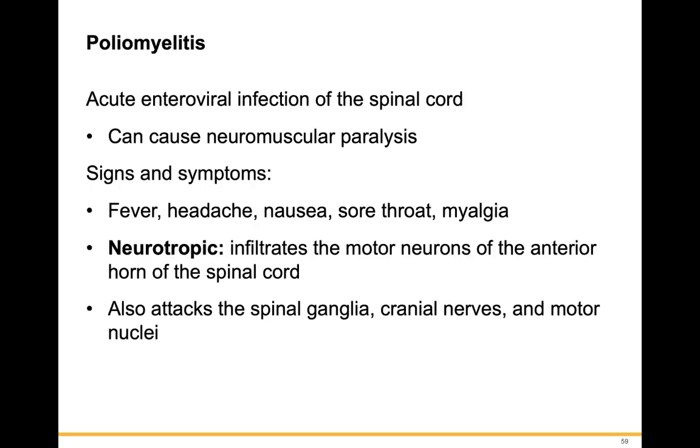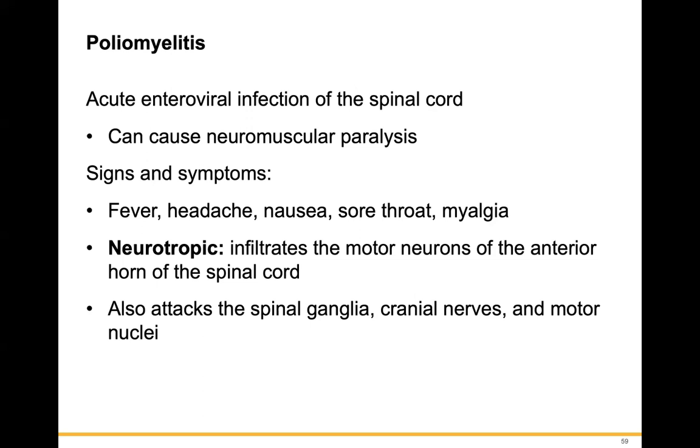Polio. Poliomyelitis is an acute enteroviral infection of the spinal cord. It can cause neuromuscular paralysis. Signs and symptoms include fever, headache, nausea, sore throat, malaise. Neurotropic.